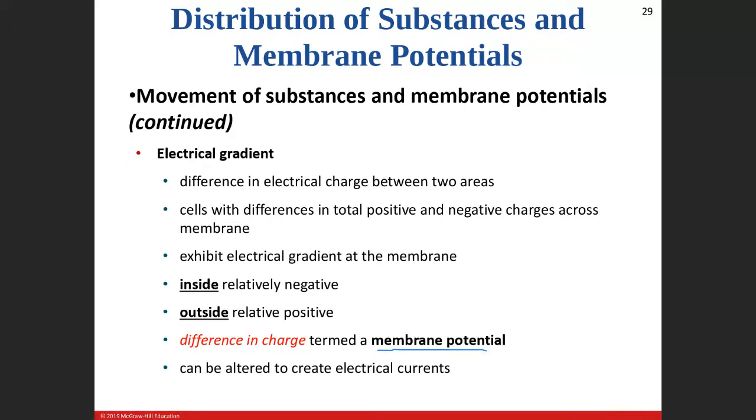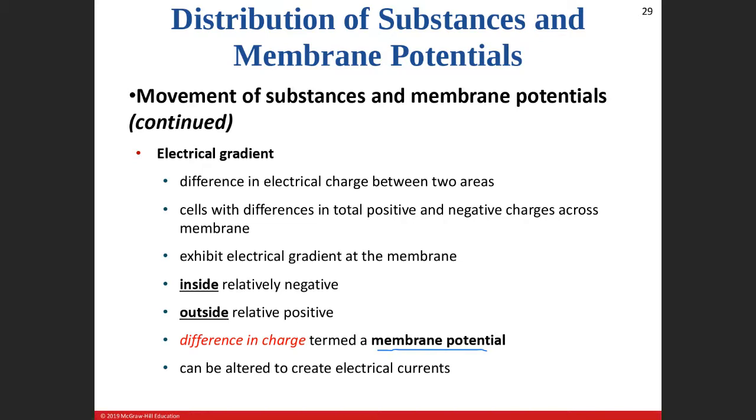And we can alter that membrane potential. We can make it bigger or we can make it smaller. And I'll tell you how we do that here in a few. So that's the first part of the electrochemical gradient.